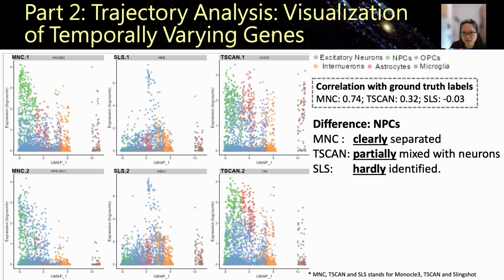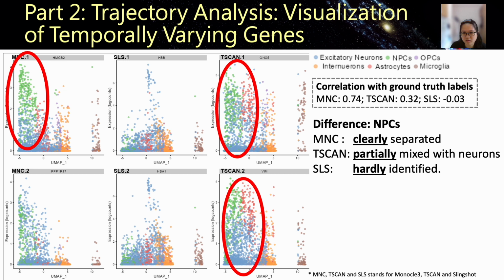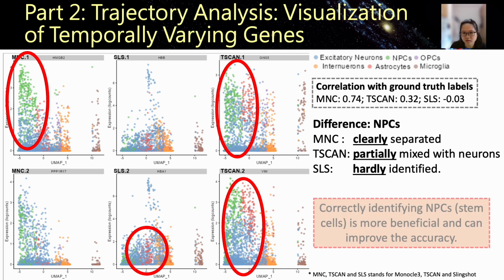However, there are significant differences in NPCs. We can see that they are clearly separated in Monocle, partially mixed with neurons in TSCAN, and can hardly be identified in Slingshot. Despite that astrocytes can be better identified in TSCAN, it seems that correctly separating NPCs is more beneficial. The reason may be NPCs are the root for all cells, and correctly finding those stem cells may be more important in trajectory inference.